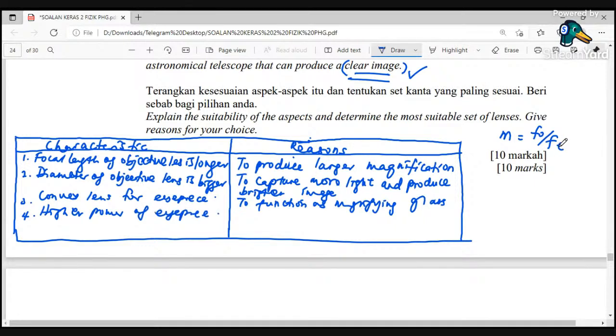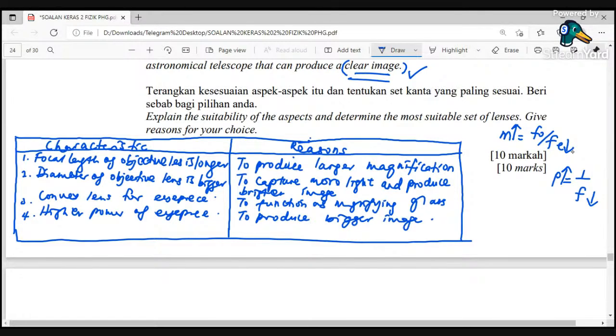Kalau nampak higher power, focal length dia lebih pendek. Sebab ni higher power, P equals to 1 over F. Higher power maksudnya focal length lebih pendek. So kalau FE lebih pendek, magnification juga besar. So to produce bigger image. Reason boleh repeat: bigger image.